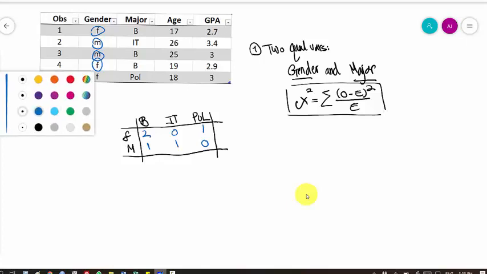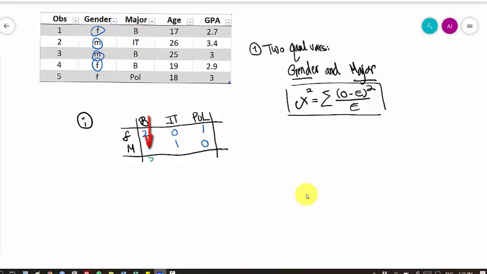In order to have marginal frequencies, let me start with the marginal frequency of business. 2 plus 1 is 3. Of IT, 0 plus 1 is 1. Of political science, 1 plus 0 is 1.